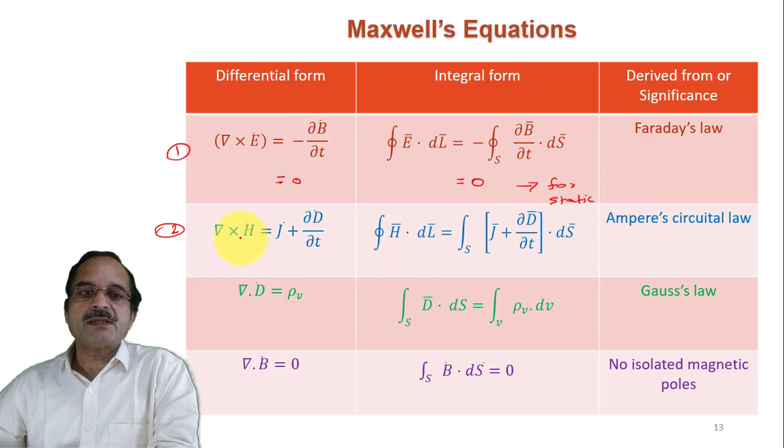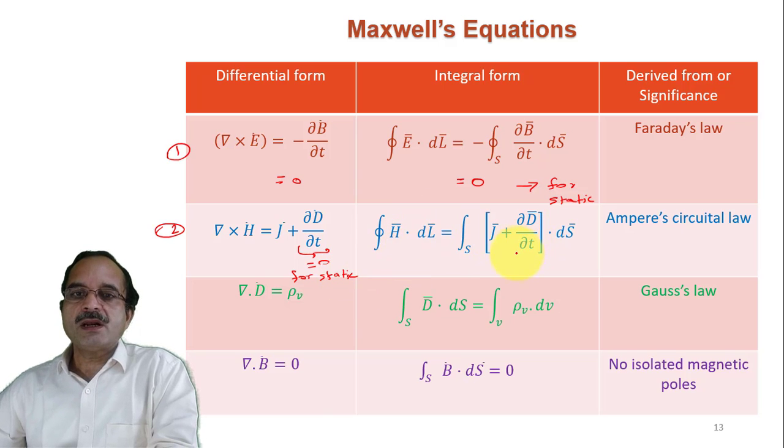Now in second equation, del cross H is equal to conduction current density plus displacement current density. Now in case of static fields, this second term is equal to 0. Similarly, this is the integral form. So here also the second term will be 0 for static fields. So this is equation number 2, point form and the integral form, which is derived from Ampere's circuital law.